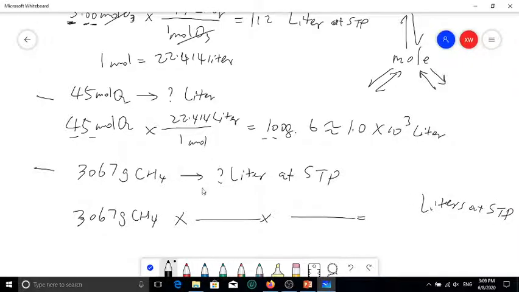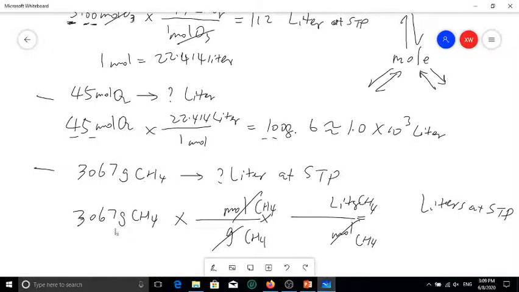Now, keep in mind, with 2 steps, you have to know what you're trying to get in each step. In the first step, you're trying to convert grams to mole. In the second step, you're trying to get liters from mole. And of course, we're dealing with CH4 everywhere. This is very important. You have to make sure you know which compound you're dealing with.